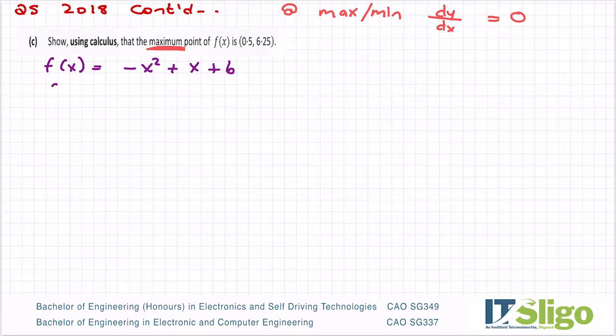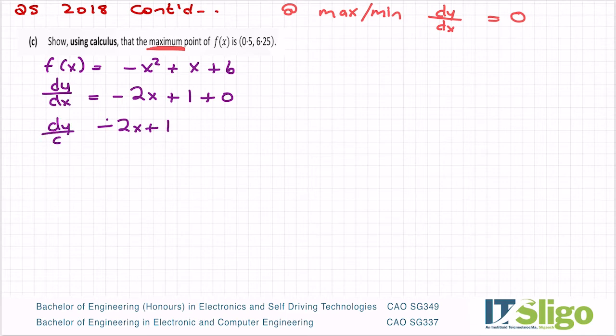Let's differentiate. So dy dx, we have to differentiate so that we can let it equal to 0 to find the max-min point. So to differentiate, take down the power, so the minus stays there, so minus 2x. X goes to 1, and of course 6 goes to 0. So we are getting minus 2x plus 1 for dy dx. Okay, so at max-min, dy dx is equal to 0. I would always write that down in my question. So there's my dy dx, let it equal to 0.